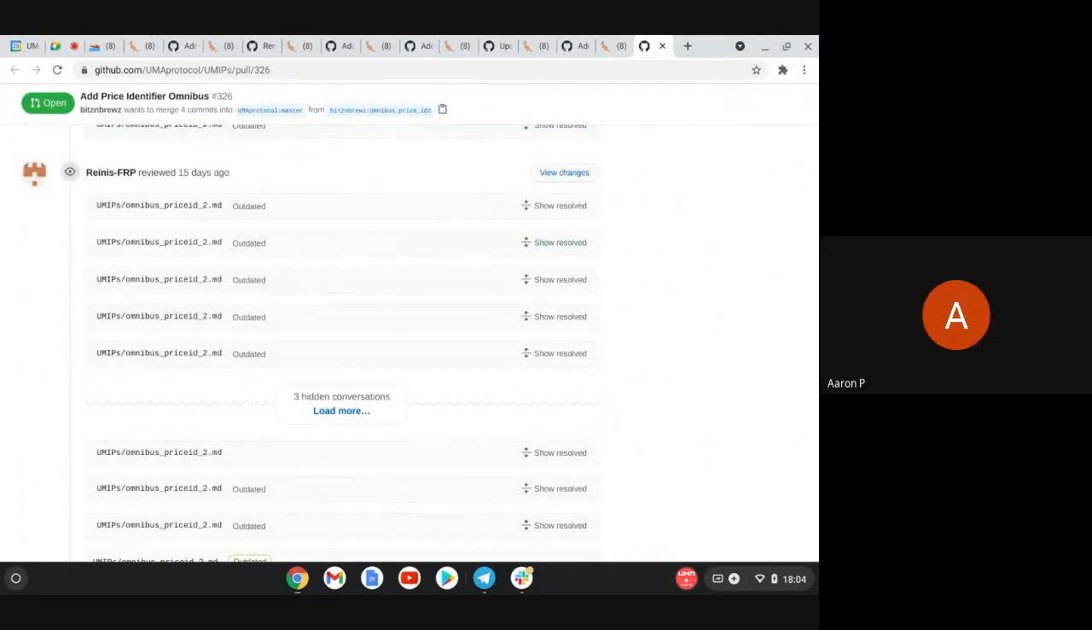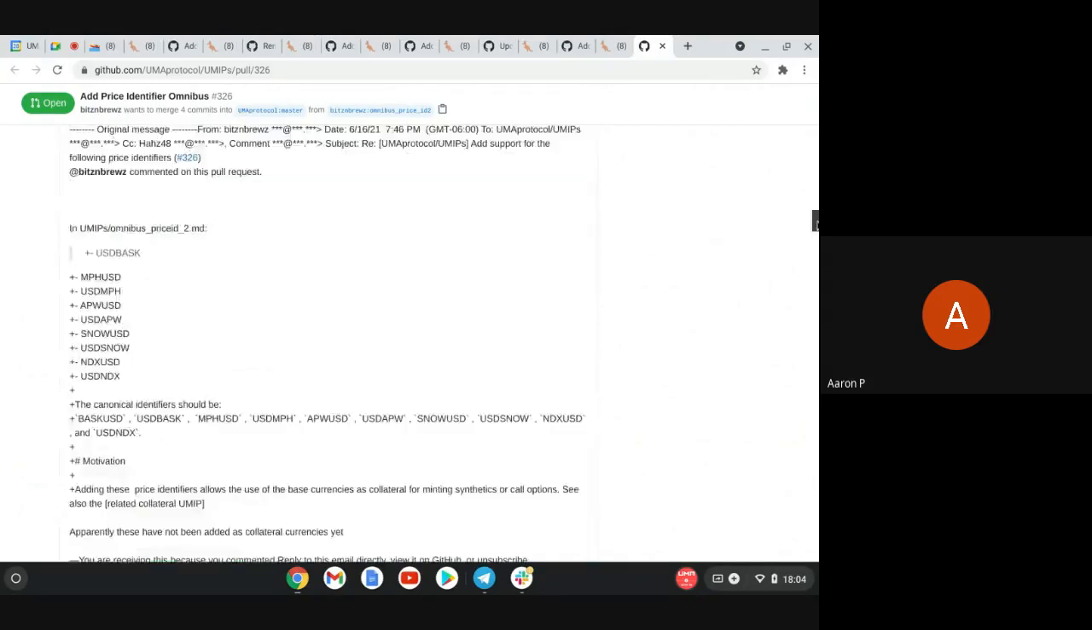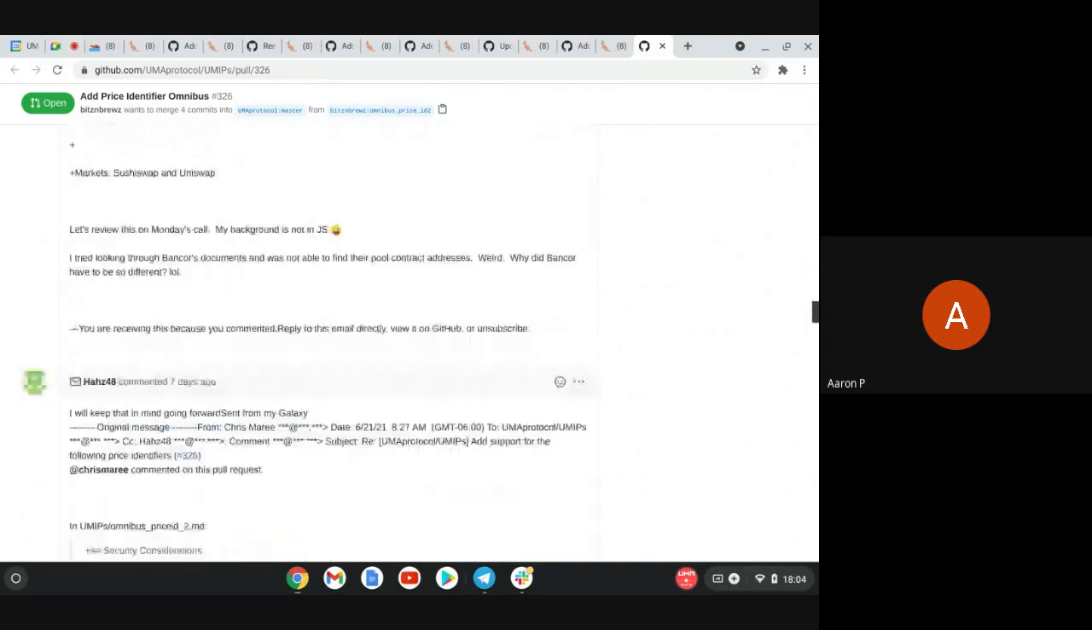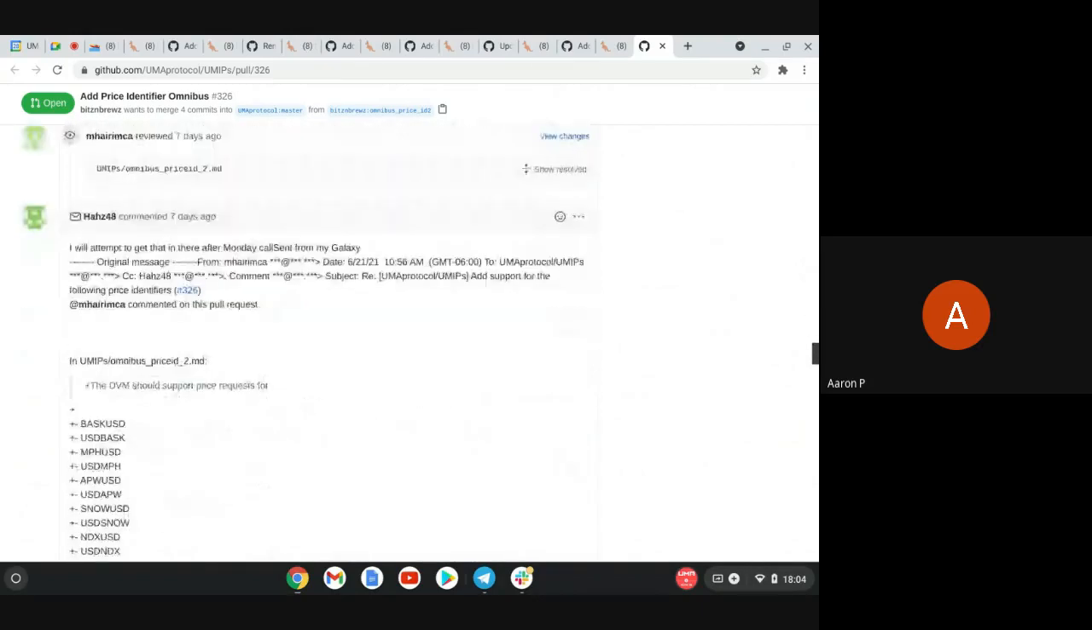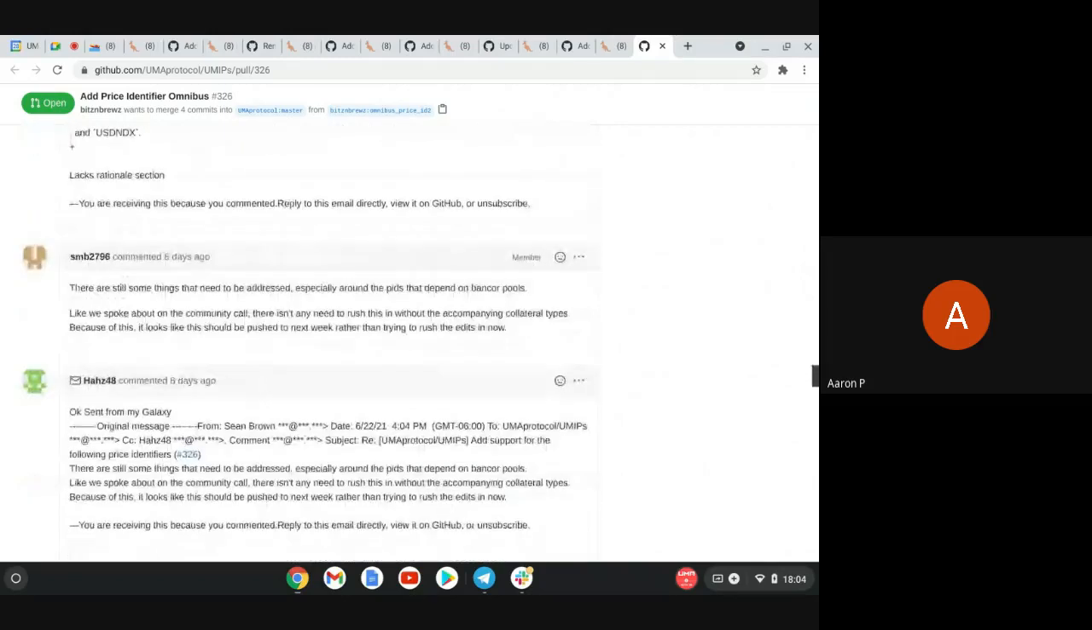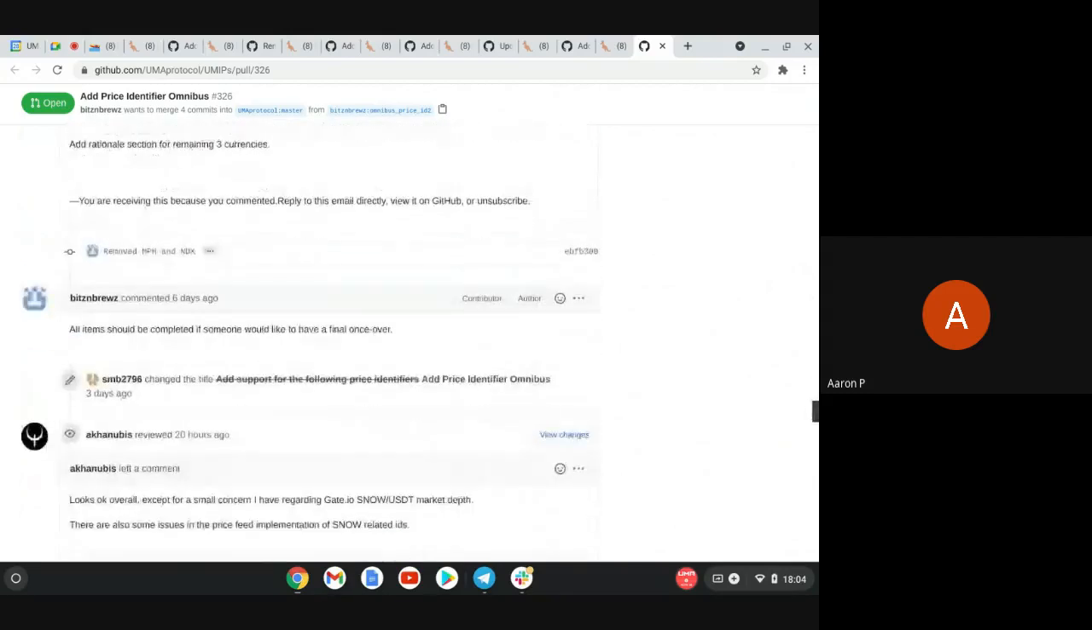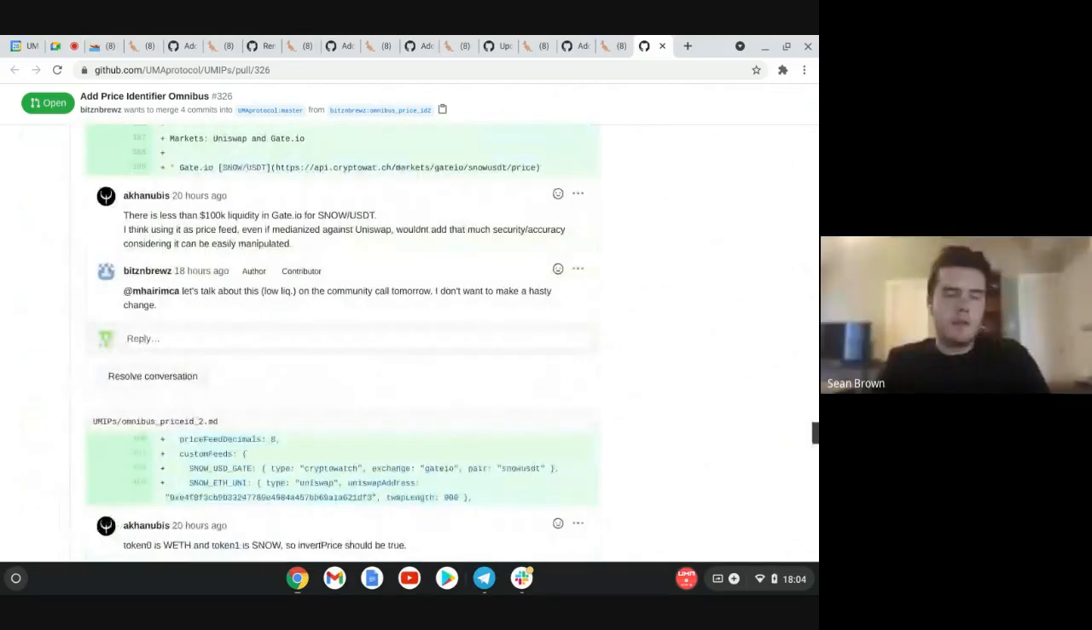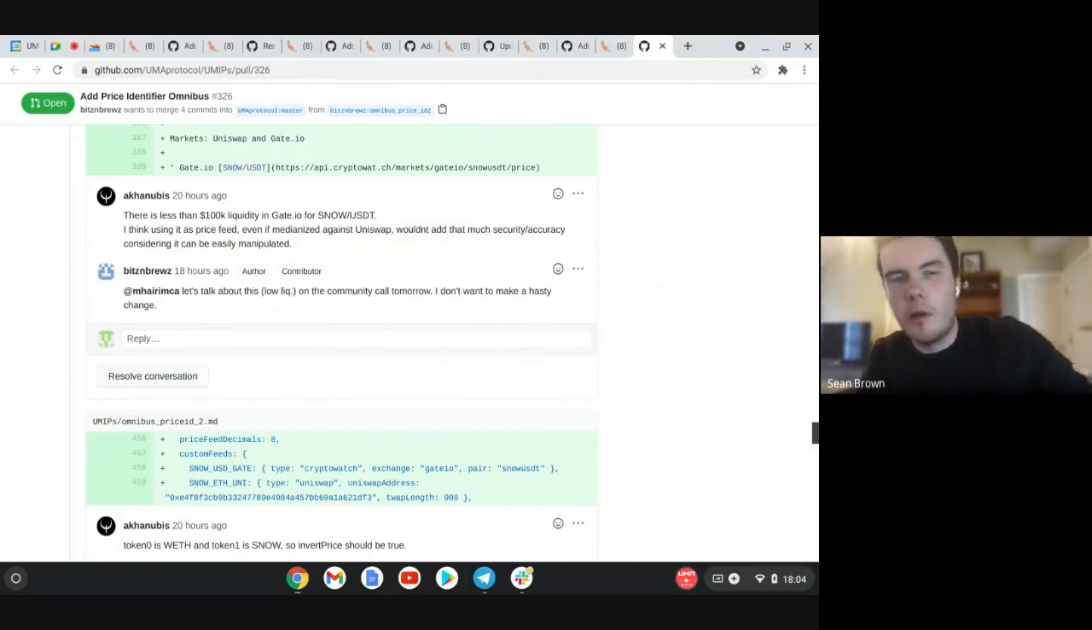I didn't really know what to make of the low liquidity comment. I didn't know if you guys had a minimum threshold you were looking for in a price feed, so I figured we could talk about it here today. That's fair, I think it is a valid concern. Does adding this market actually help with getting a more accurate price as opposed to just using the Uniswap market, which is 5 times as large?